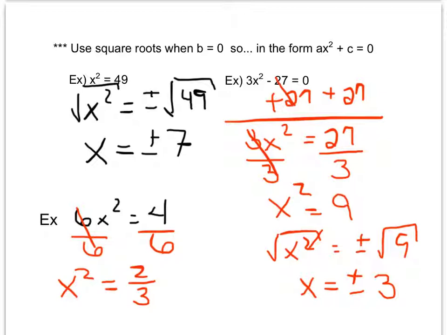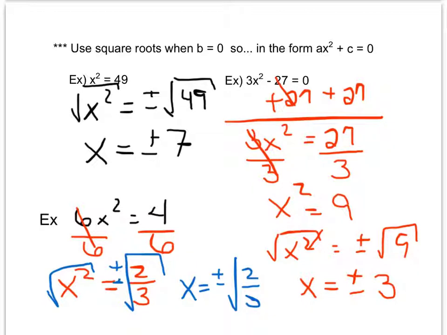From here, I can take the square root of both sides. Again, when I do, I have to remember to do my plus or minus. I'm going to switch pen colors. So now taking the square root of both sides, I remember to put that plus or minus out front, and I get x equals plus or minus the square root of 2/3. And notice that whole thing is inside the radical.